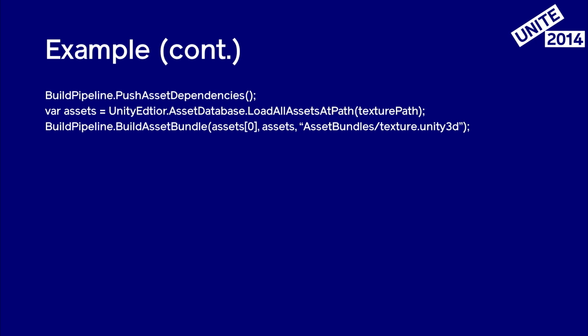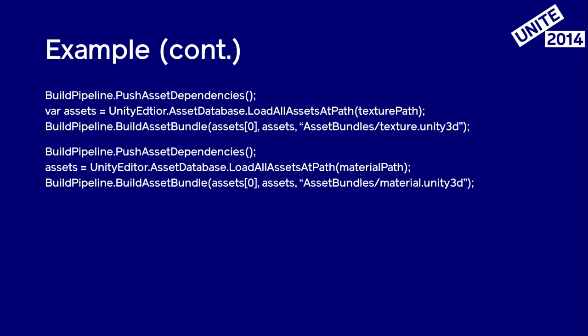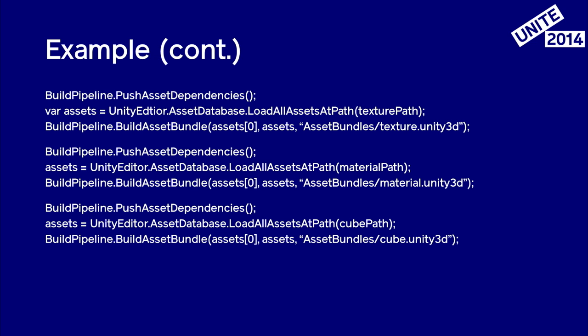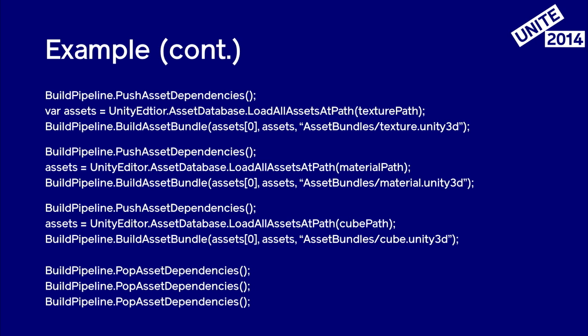Let's see what we have to do before 5.0. First, you have to call BuildPipeline.PushAssetDependencies and build the textures into the texture AssetBundle. Then we have to call PushAssetDependencies again and build the material into the material AssetBundle. Next we have to do the same thing for the cube. At last, we have to call PopAssetDependencies 3 times. So with this script, we can generate the dependencies in the previous slide.